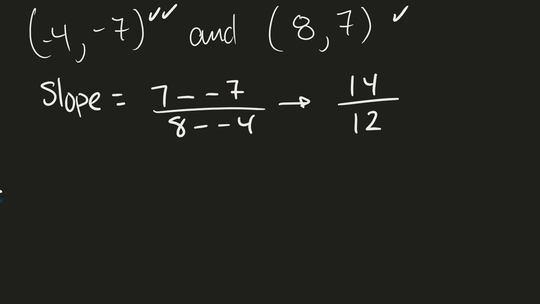So I know my slope, and I can see that I can reduce that. And if you can reduce your slope, you should. You should have a reduced slope. So this is equivalent to up 7 units and to the right 6. So the slope pattern is up 7 over 6. And now you can see I've got two different points that I could pick. I could pick either the point -4, -7, or I could pick the point 8, 7. It doesn't matter which one I do.